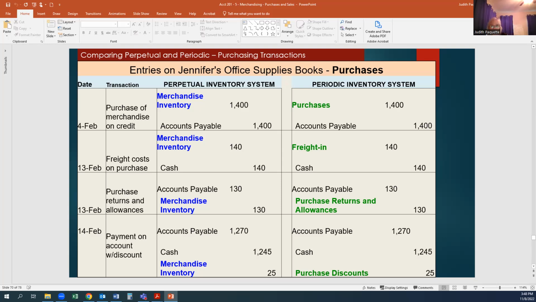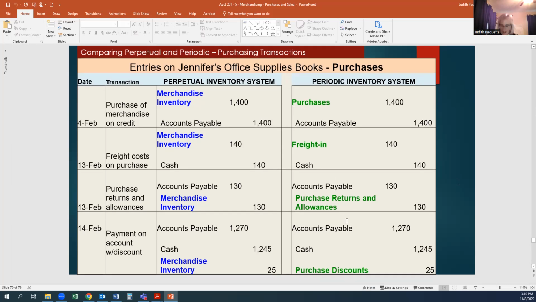In the periodic system, we have 4 separate accounts. They're very temporary accounts, and we will close them out at the end of the period. But we have to use these because we don't have a computer system that updates everything automatically. We're using a simpler system. But look at the similarities here. Where the colored accounts are, they're different. But where it's in black font, they're the same. You see a lot of accounts payable and cash.